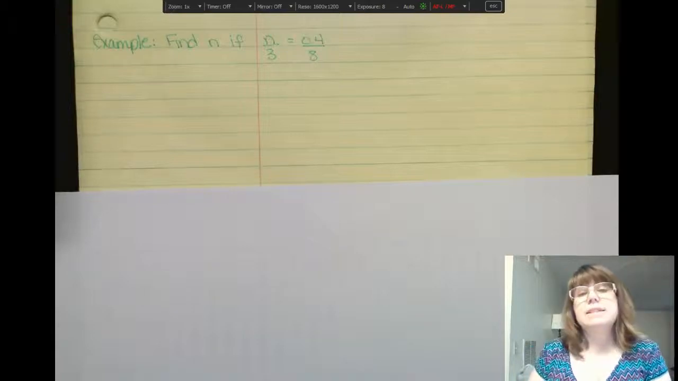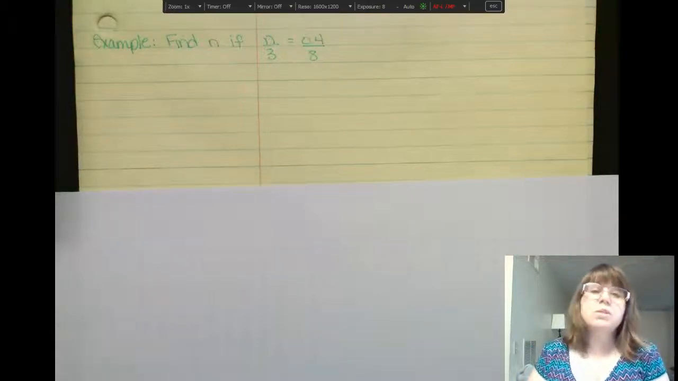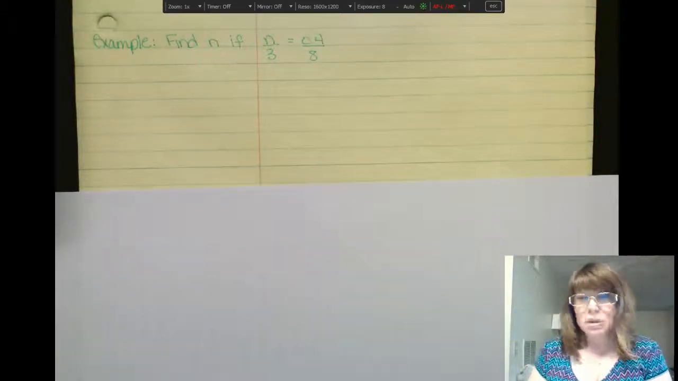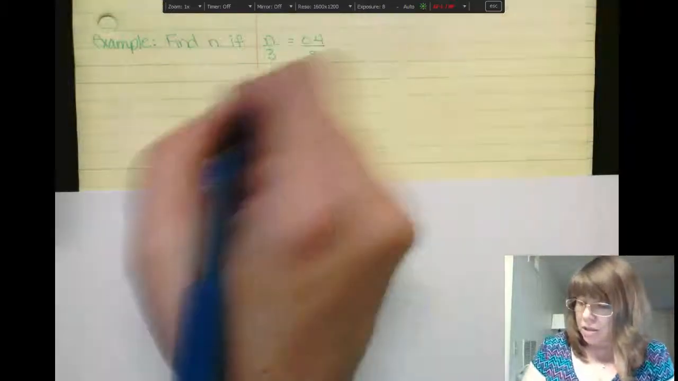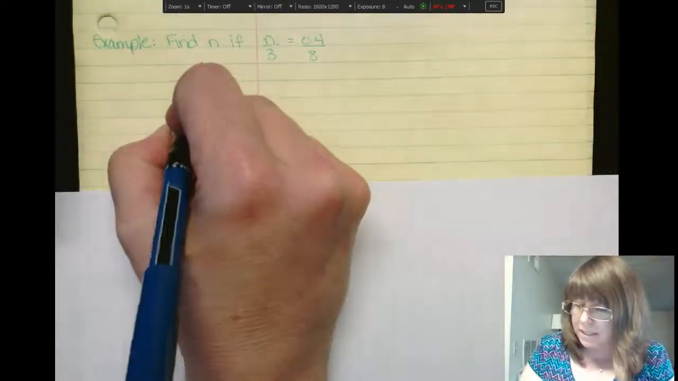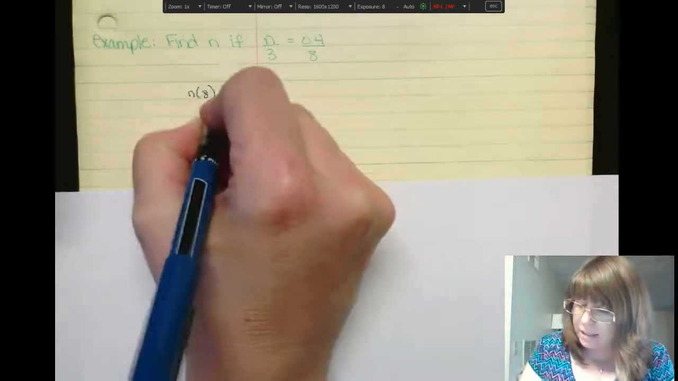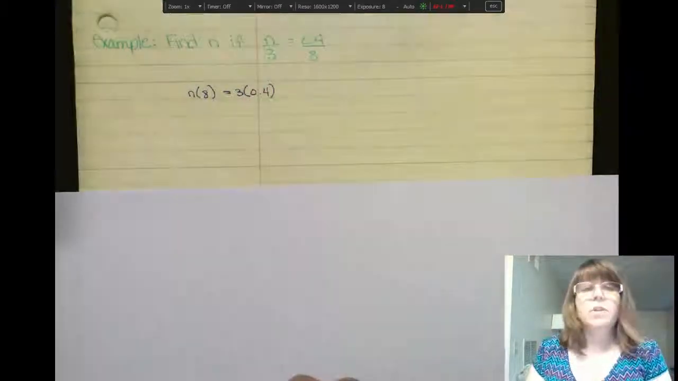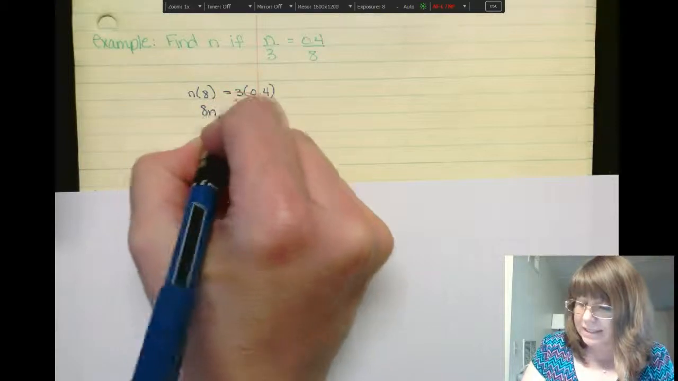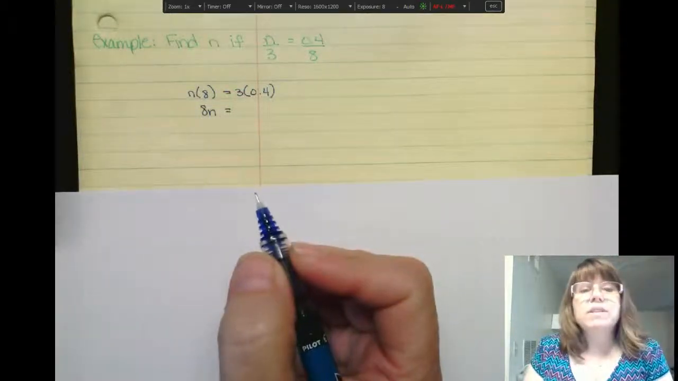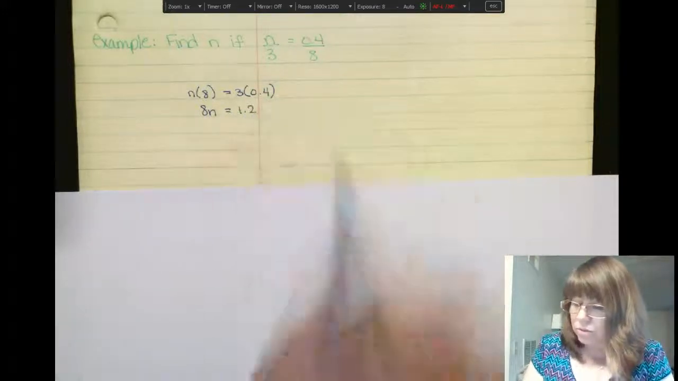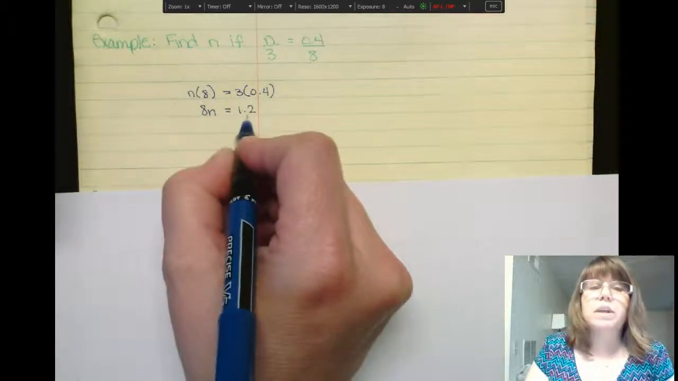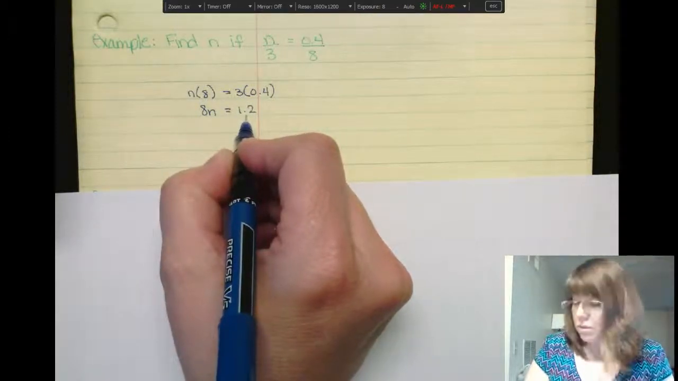So a little bit more difficult this time because we do have a decimal, not just whole numbers. But it's still the same process. Doesn't matter what the numbers are, the process is the same. So I'm going to take my extremes, n times 8, should equal 3 times 0.4. Well, n times 8 is just another way of saying 8n. 3 times 0.4 is 1.2. Why? Because 4 times 3 is 12, but I have one decimal point, so I do need to move the decimal point over 1 to the left, so it's 1.2.